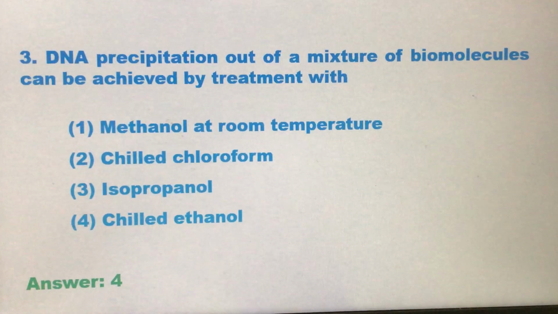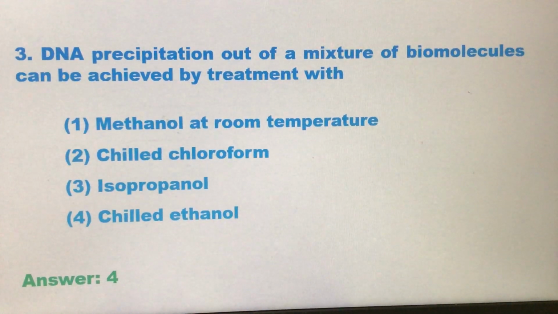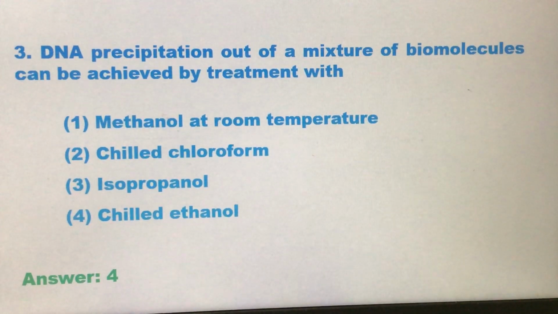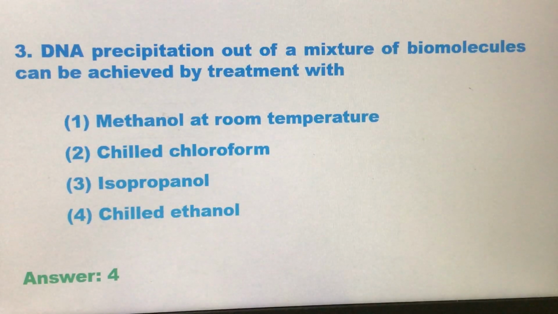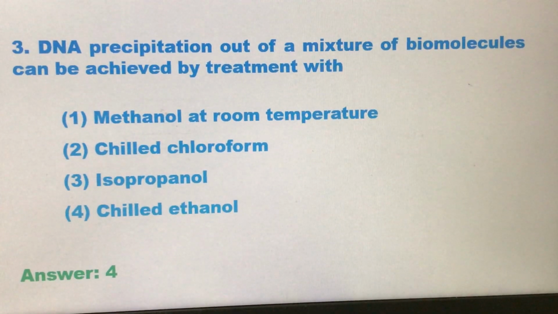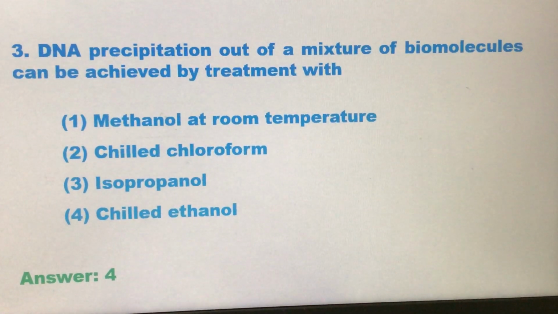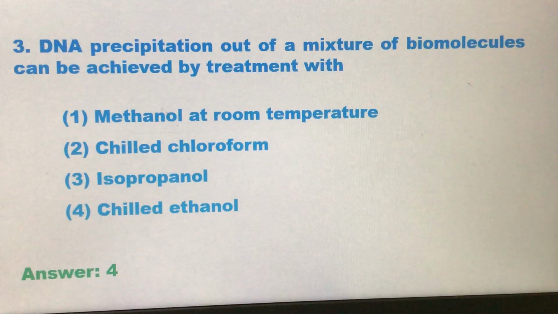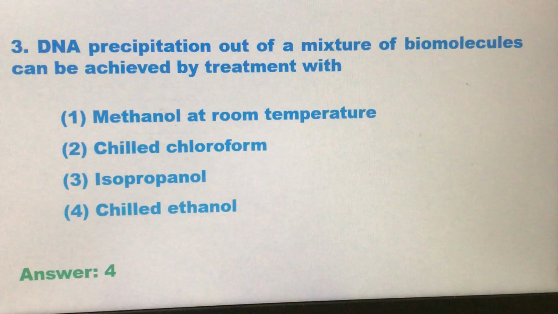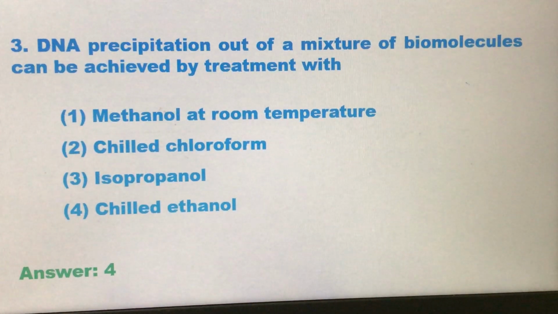Similarly, here also the DNA, which has the negatively charged phosphate groups, is surrounded by the hydration shell created by the water. This prevents the negatively charged phosphate from being attracted by the positively charged ions present in the solution. These positively charged ions usually present in the solution are sodium ions.